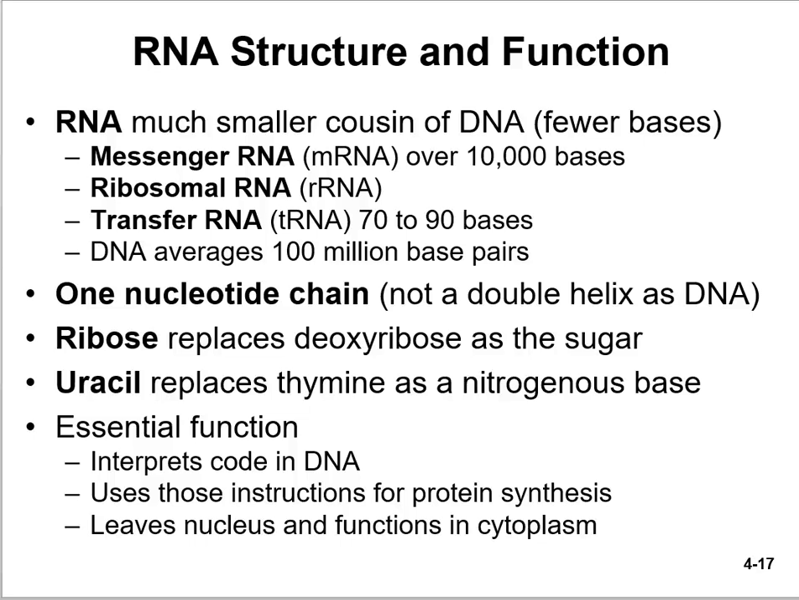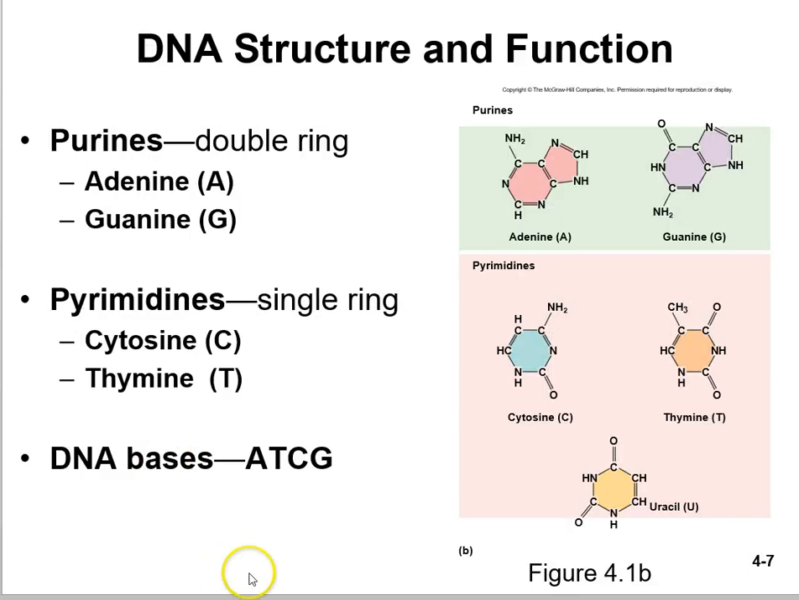Again, the sugar in RNA is different. It has sugar ribose instead of deoxyribose. It has almost the same nitrogenous bases. It does have adenine, it has cytosine and guanine, but there is no thymine in RNA. Instead, thymine is replaced by the nucleotide uracil. And if I go back to this picture here, you can see how uracil actually looks a lot like thymine anyway. Uracil and thymine are both pyrimidines. Remember, they're a single ring nitrogen base.